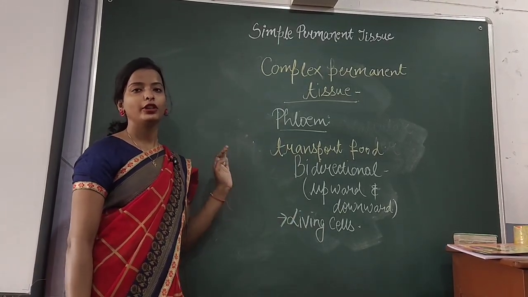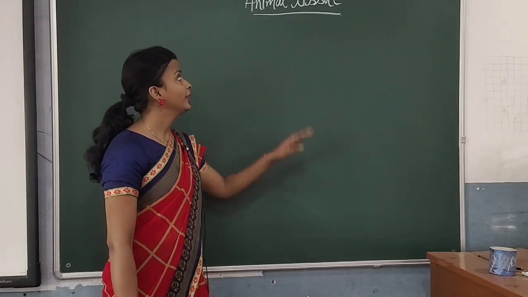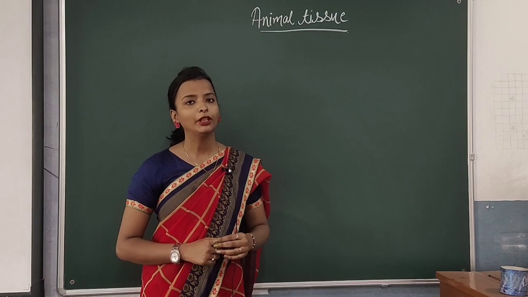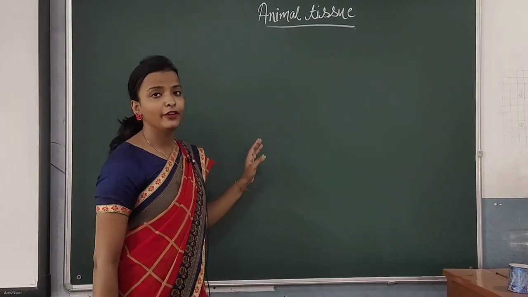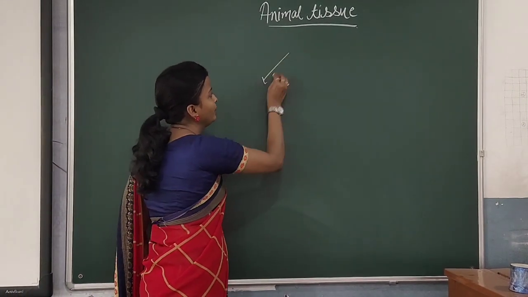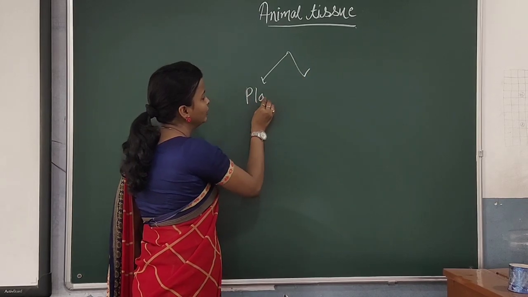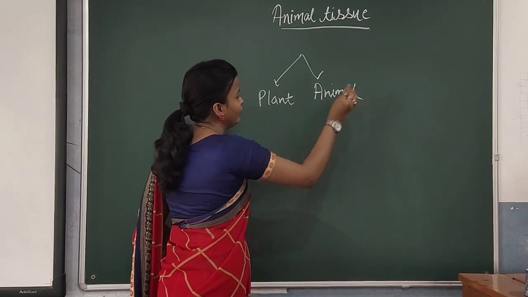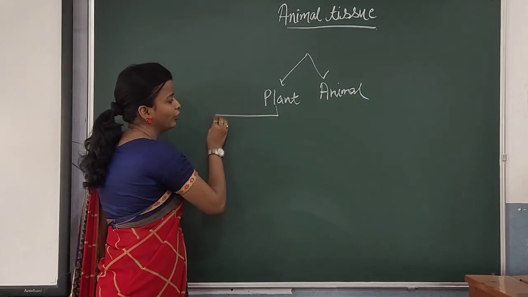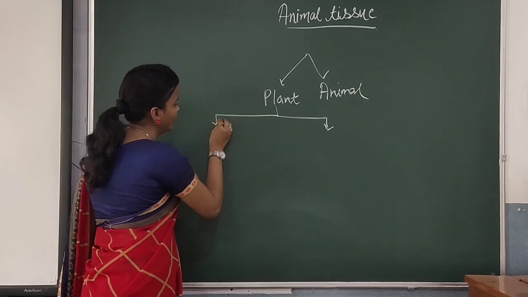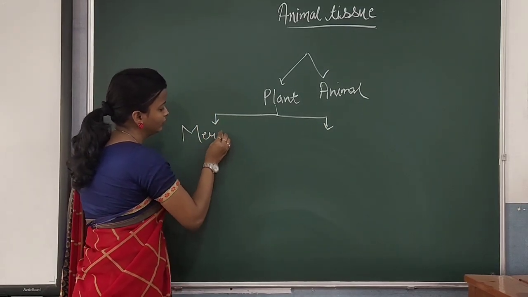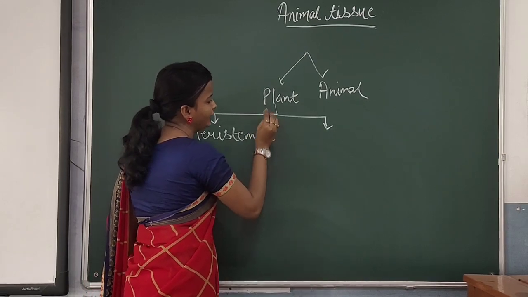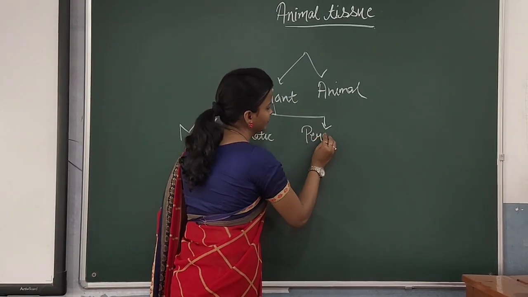Now we will discuss animal tissues. Let's begin with animal tissue. Before we begin, let us quickly recap the plant tissue once again. As I have told you, tissues are of two types. The first one is plant tissue and the second one is animal tissue. Then plant tissue is of two types. The first one is meristematic tissue and the second one is permanent tissue.